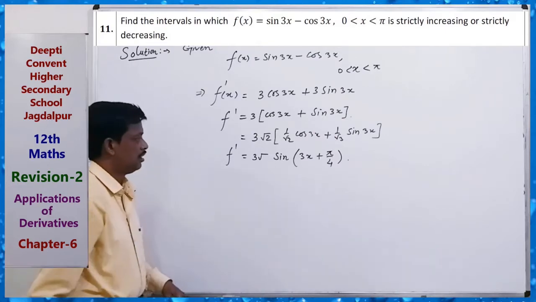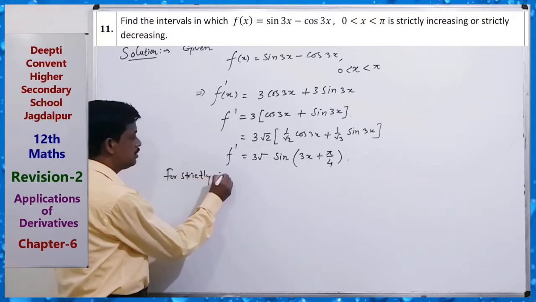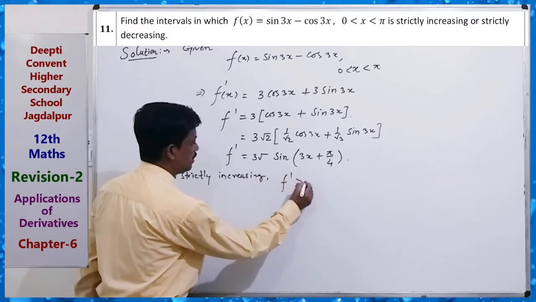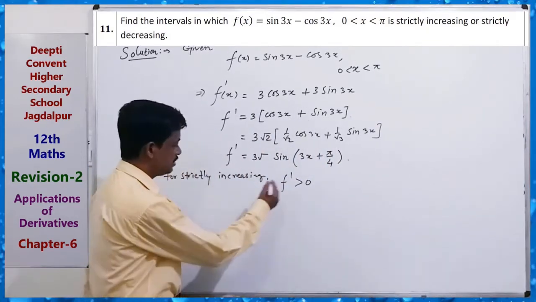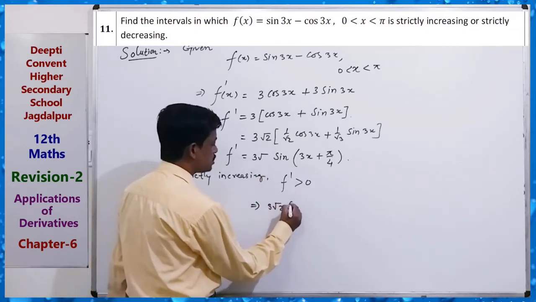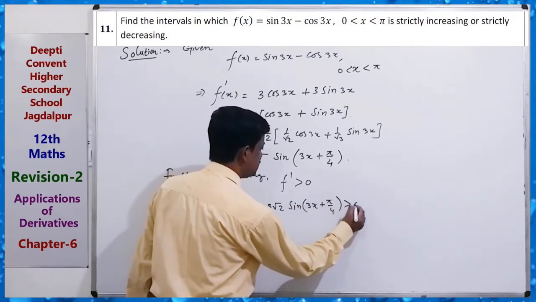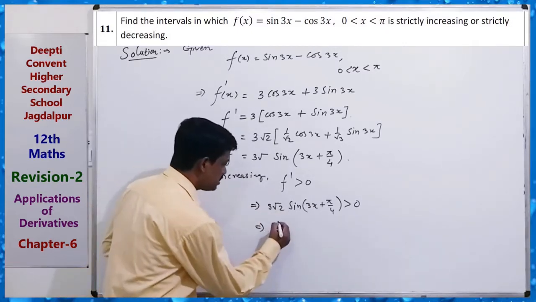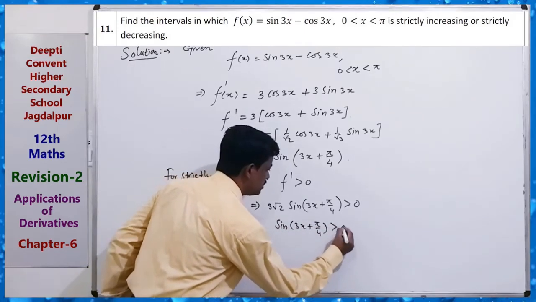So now, for strictly increasing, f dash is greater than 0. That is, 3 root 2 sin of (3x plus pi by 4) is greater than 0. Here we can see that 3 root 2 is a positive quantity. So this means sin of (3x plus pi by 4) is greater than 0.